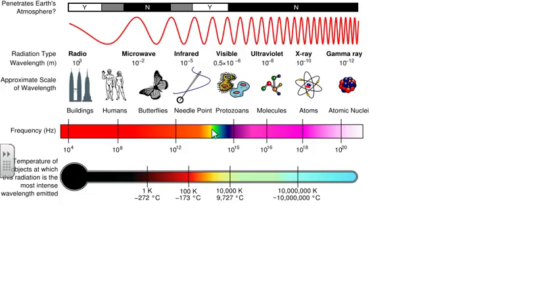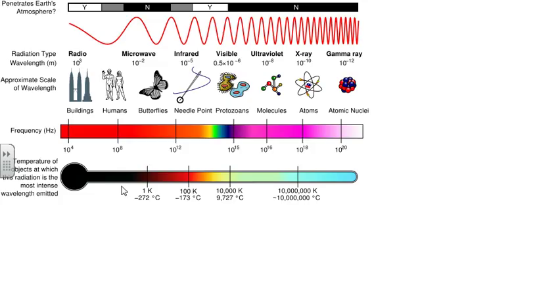Now notice that right here is visible light. So light that we can actually discern with the eye only takes up a small part of the spectrum. And so the spectrum itself goes all the way over a very wide range.